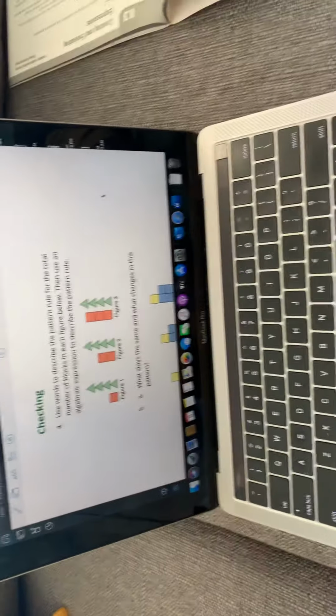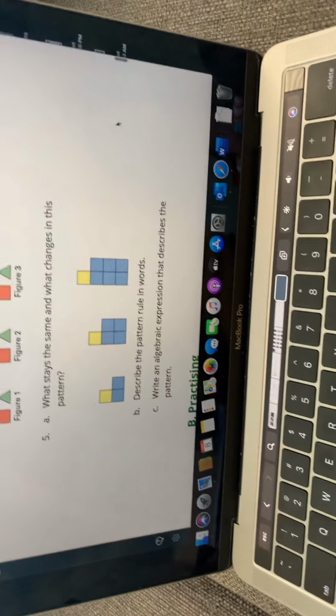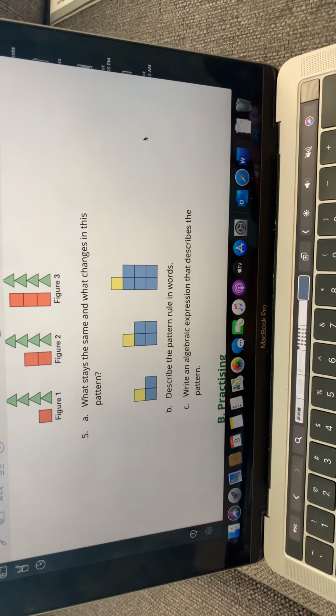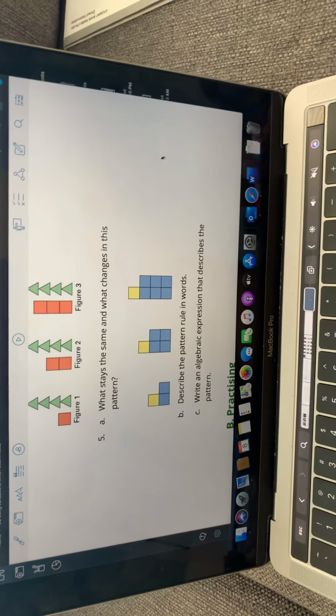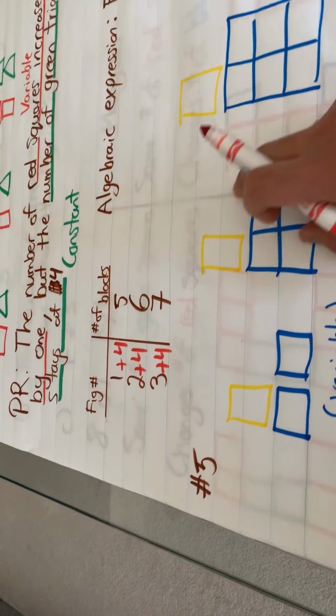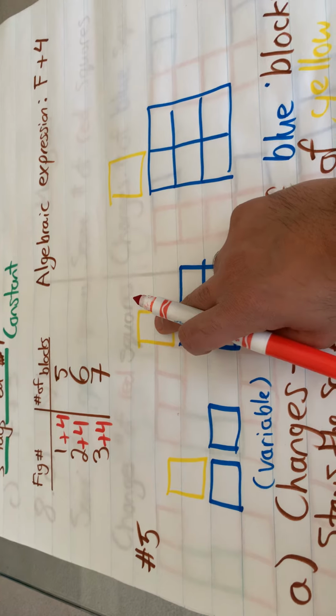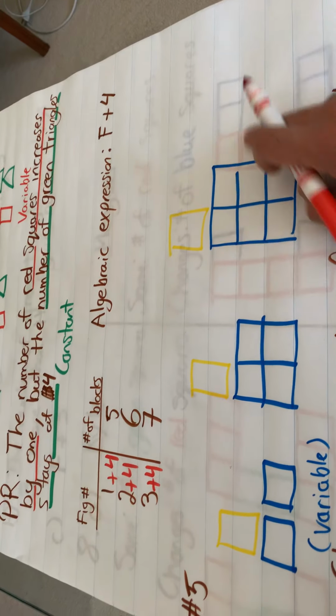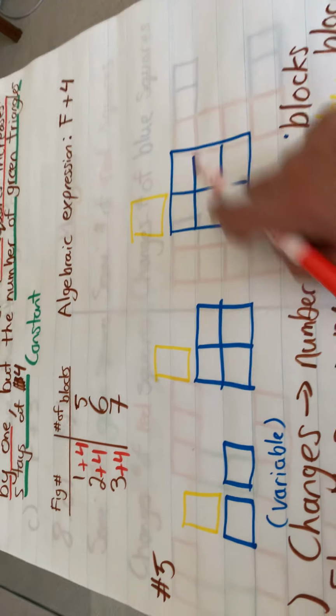Number 5 reads, what pattern stays the same and what changes? Describe the pattern in words. Write an algebraic expression to describe the pattern. Okay, so we have here the pattern for number 5. In the first design, we have 1 yellow square, 2 blue. In the second design, we have 1 yellow square, 4 blue. And in the third design, we have 1 yellow square and 6 blues.